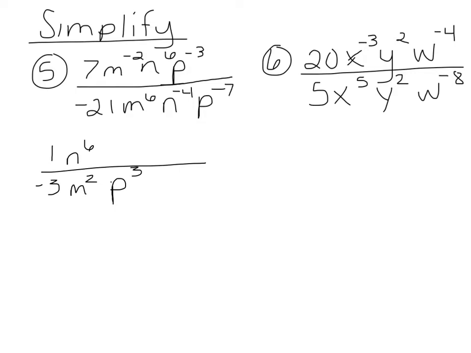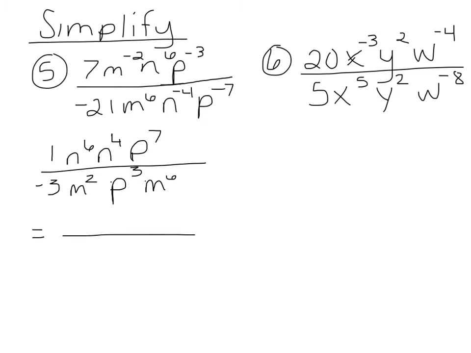M to the 6th is going to stay on the bottom. N to the negative 4th is going to go up top. And then P to the negative 7th is going to go up top as well.